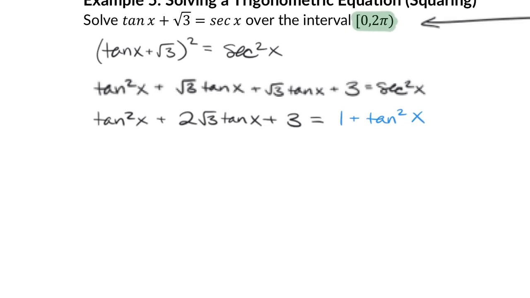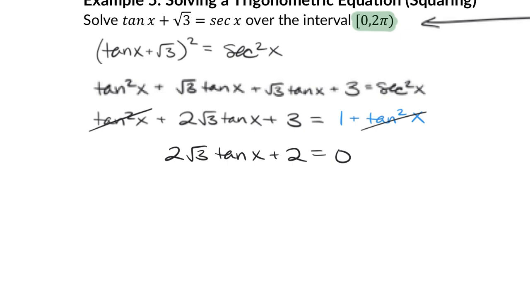I need to move everything to one side. I see squares, right? So I need to be setting things equal to 0. How do I move this to the other side? So what happens over here? They cancel. Subtracting and adding cancel, so it straight up cancels and actually disappears. Yay. How do I get this 1 to go away from this side? I subtract it. So what I have left is 2 square root of 3 tangent of x plus 2 equal to 0. We subtract tangent squared of x on both sides. Nicely, that cancels it out. We subtract 1 on both sides.